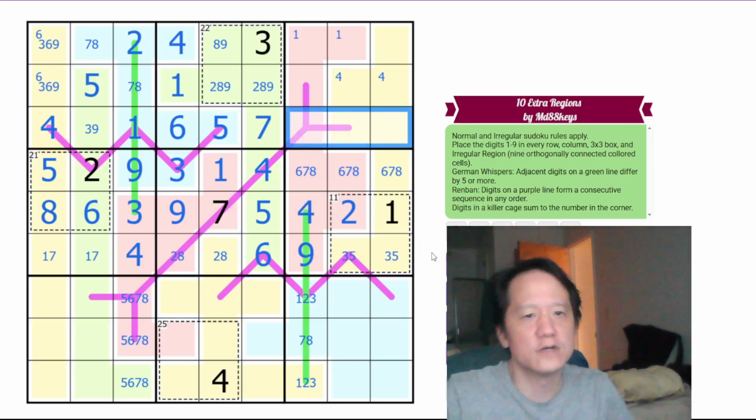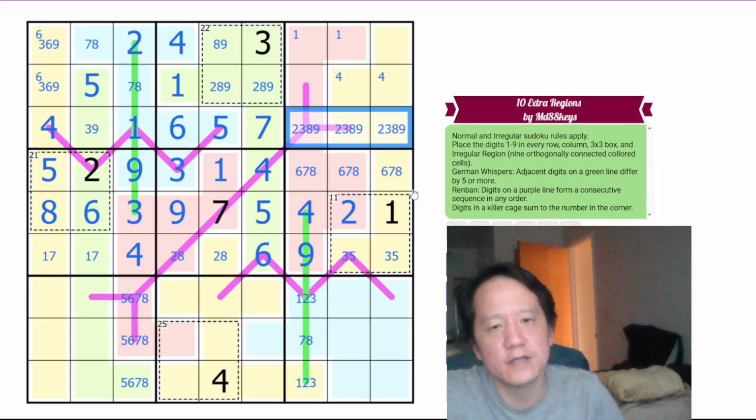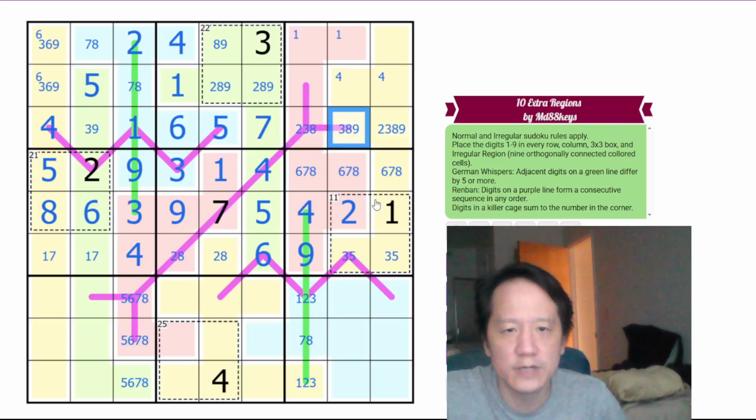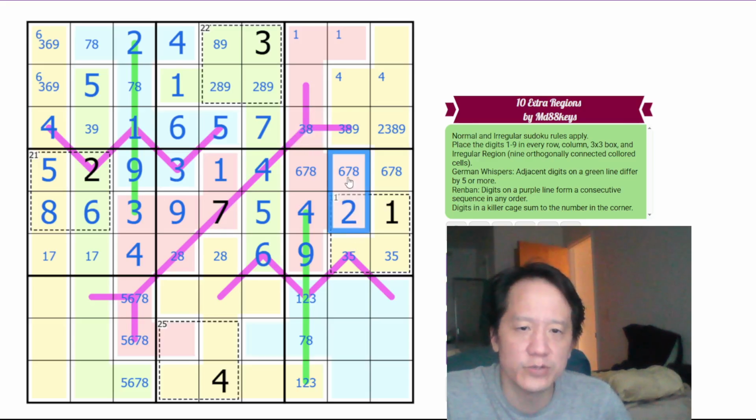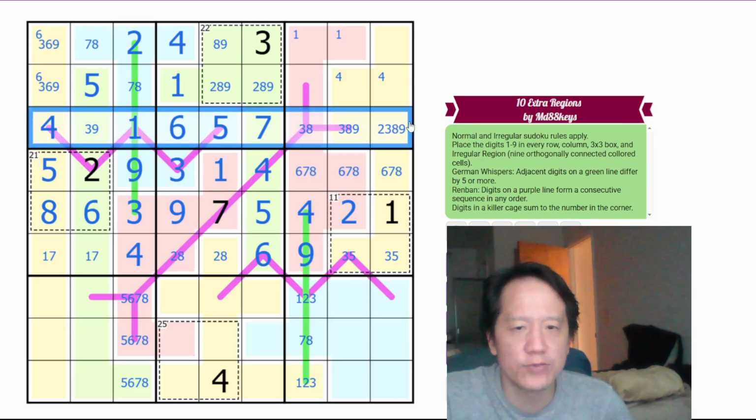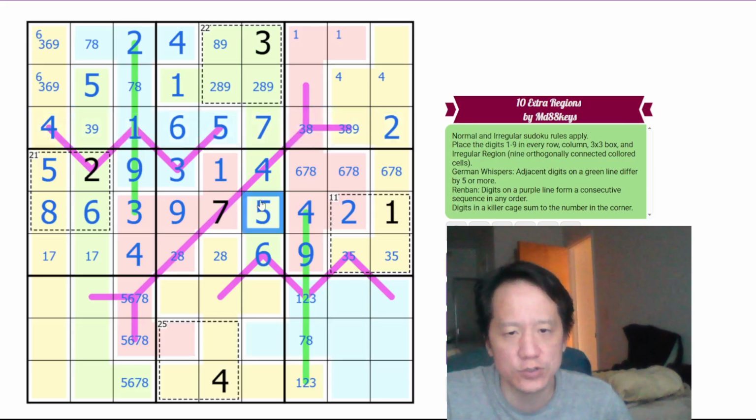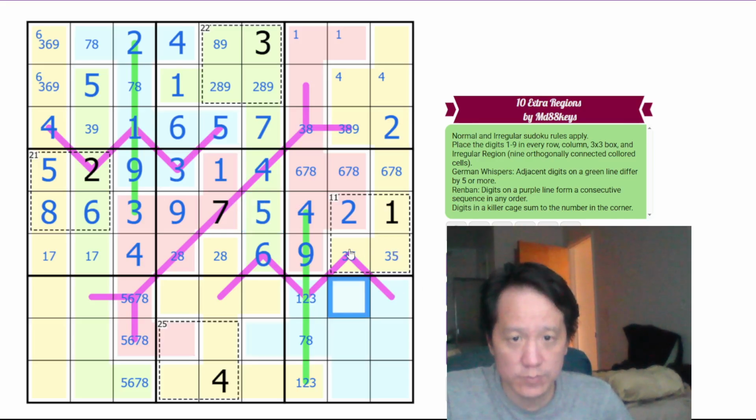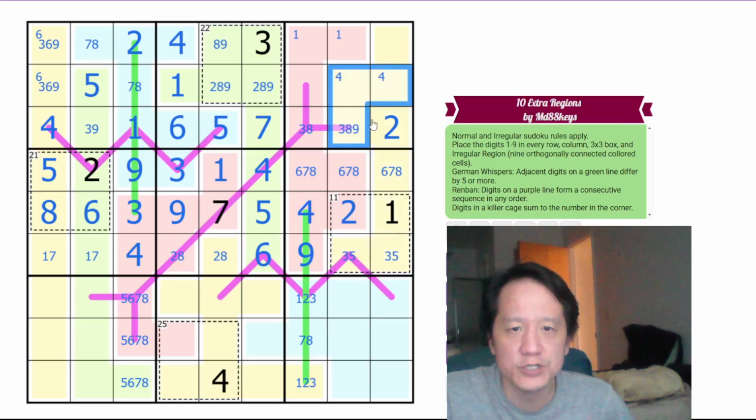These digits are 2, 3, 8, and 9, and this cannot be 9 here. This cannot be 2 here. This can't be 2 here because of the 2 in the irregular region. Where is the 2? In row 3, it must be here. So this is 2. This 3, 5 pair is also in this irregular region, so this cannot be 3. This is 8 or 9.